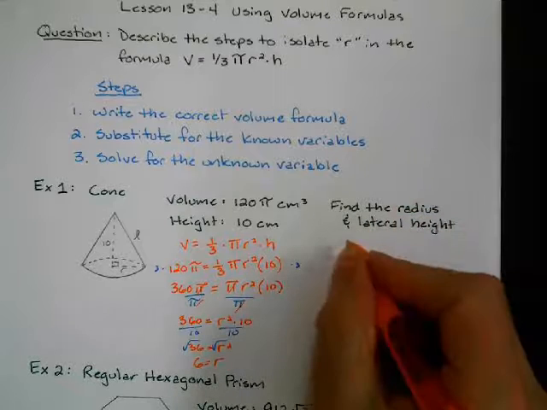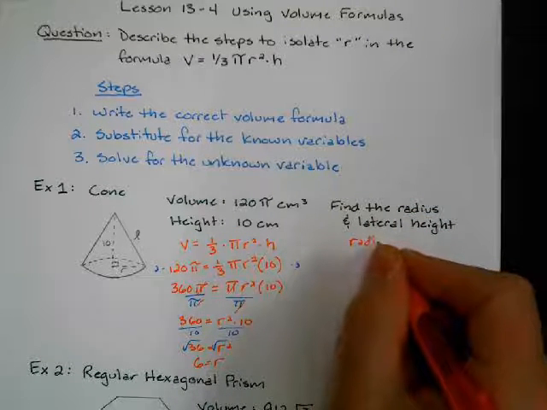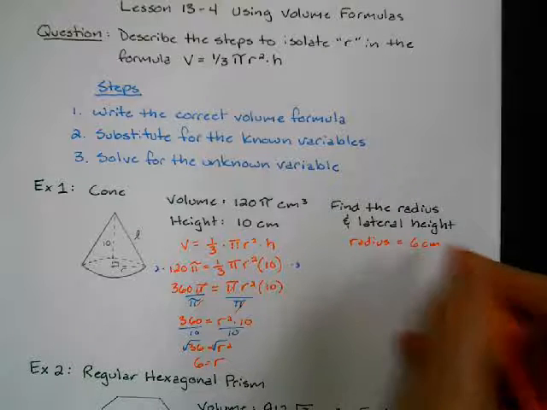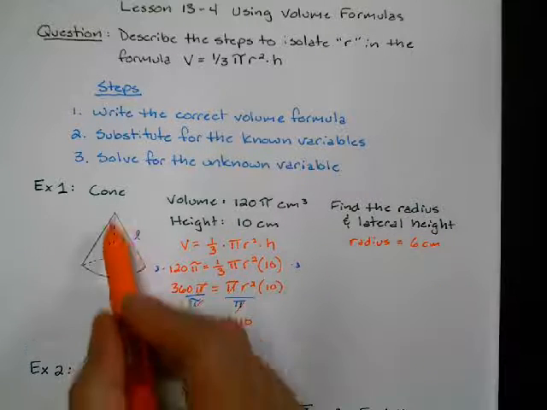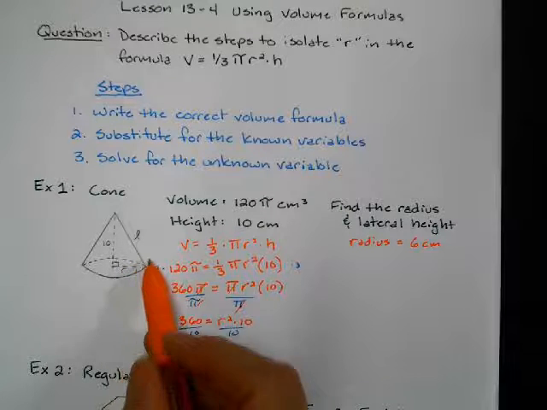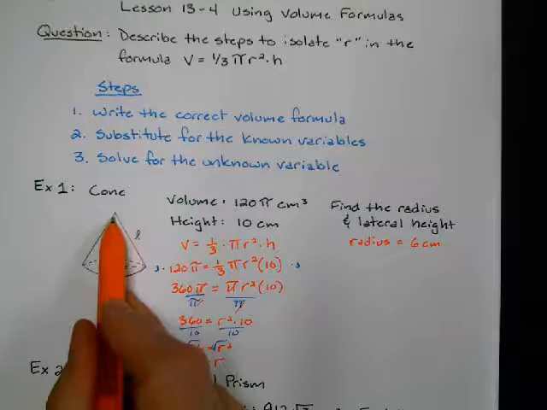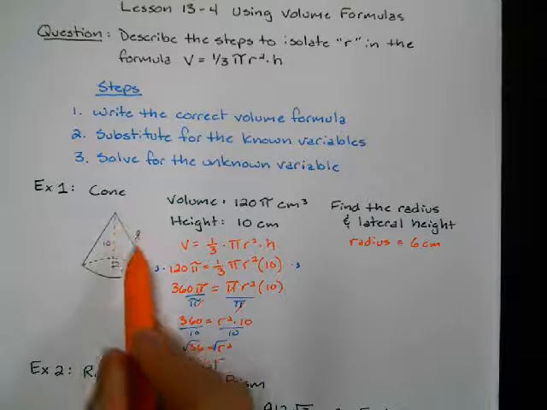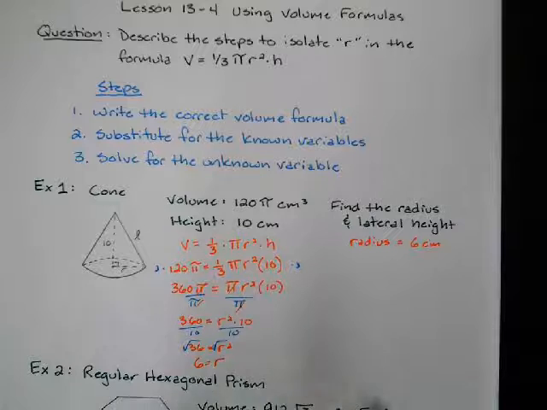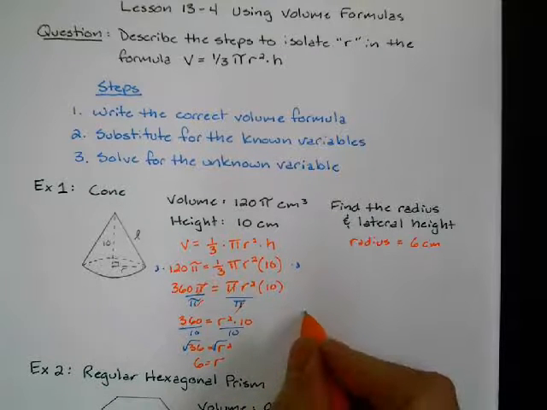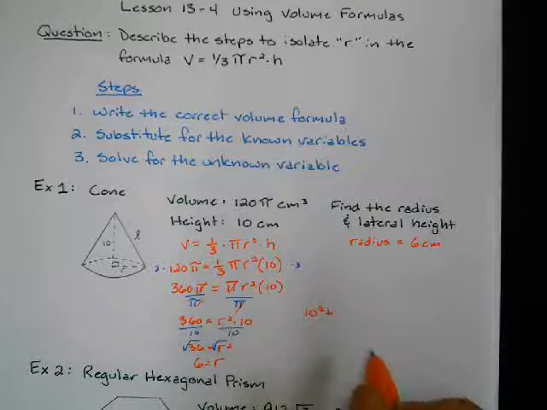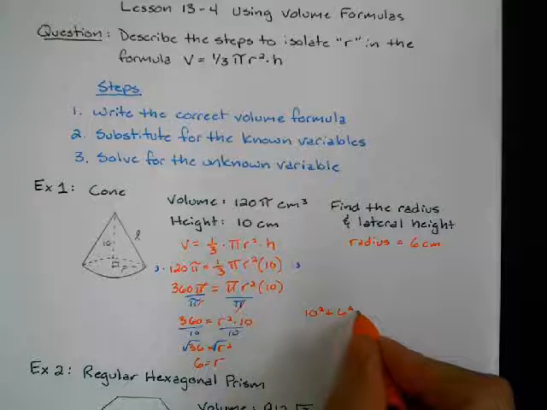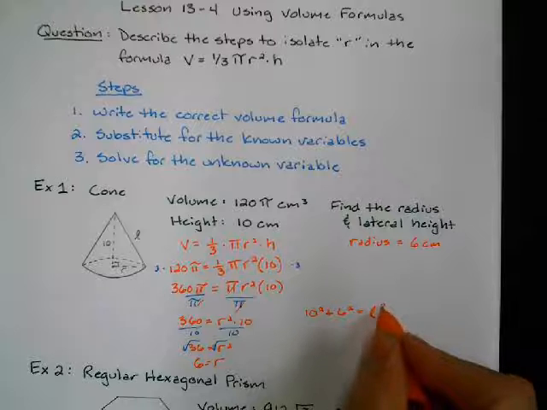Okay, so it says find the radius. The radius is 6 centimeters. Now they want us to find the lateral height, or the slant height over here. Well, what I have is a right triangle with 10 as my height, r as my radius, and the slant height. The slant height is the hypotenuse there. So to solve this one, I'm going to do 10 squared plus r squared. We just found out r was 6. Plus 6 squared equals the lateral height squared.